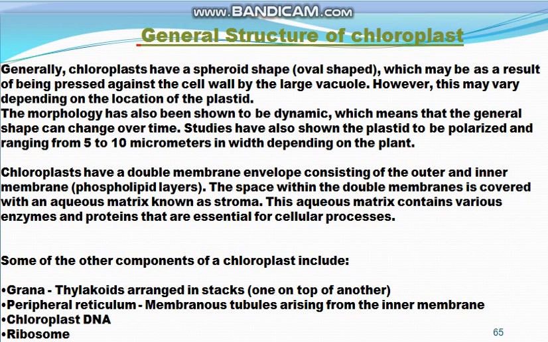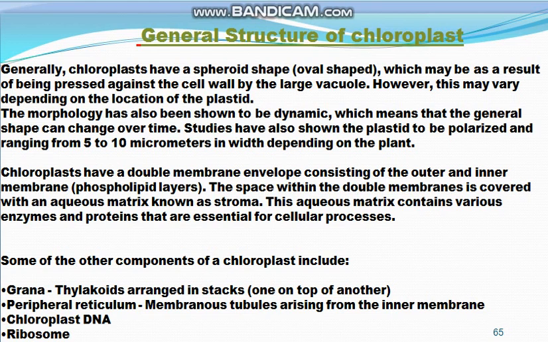Next, I told you that chloroplast is the main type of the plastid. Then we will study the structure of the chloroplast, that is the general structure of the chloroplast. So generally chloroplasts have a spherical, that is oval, shape, which may be as a result of being pressed against the cell wall by the large vacuole in plant cells. However, this shape may vary depending upon the location of the plastid. So chloroplasts are basically spherical or oval because they are pressed against the cell wall, because plant cells have a large vacuole, but their shape can vary depending upon the location of the plastid.